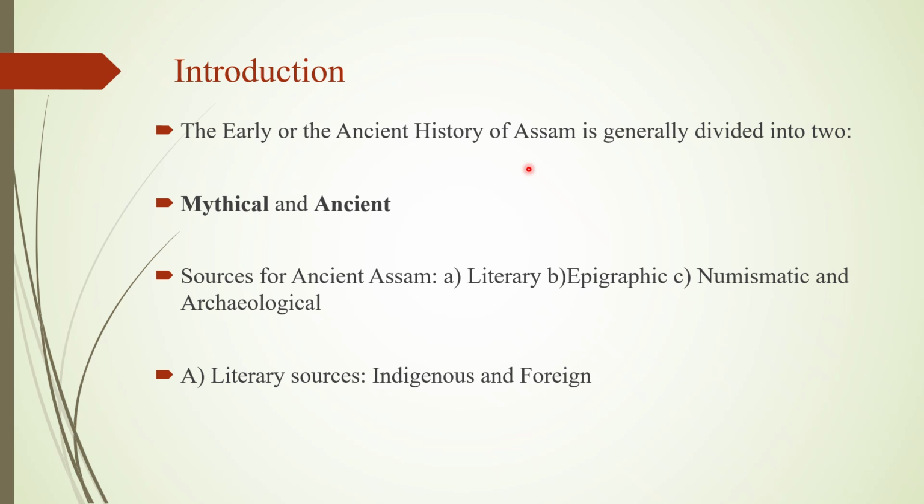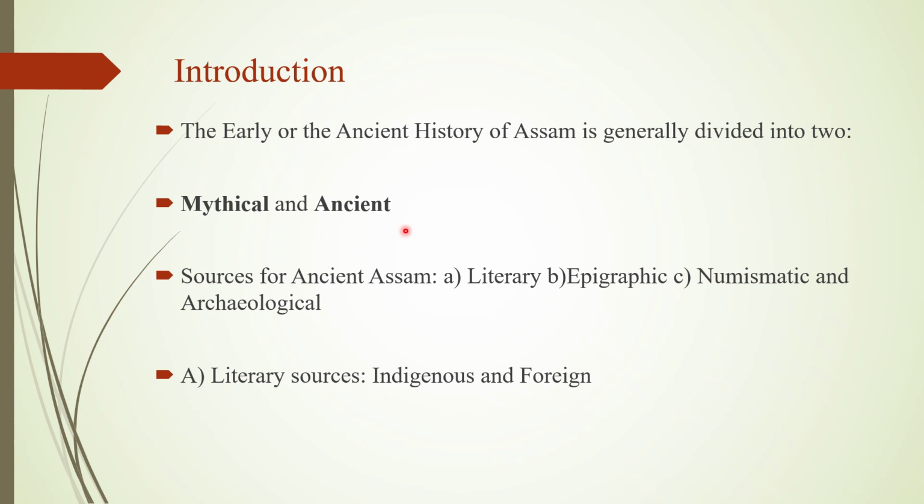So, before 14th century CE, there are no sources available as regards Assam's history. Therefore, the early or ancient history of Assam is generally divided into two periods or divisions, we can say mythical and ancient. The word mythical comes from the word myth. Okay, it means it can be true, it can be false. There is no substantial clue or evidence that can prove these accounts to be true. While in the ancient period, the historians have found substantial evidences, sources, or clues to write the history of Assam.